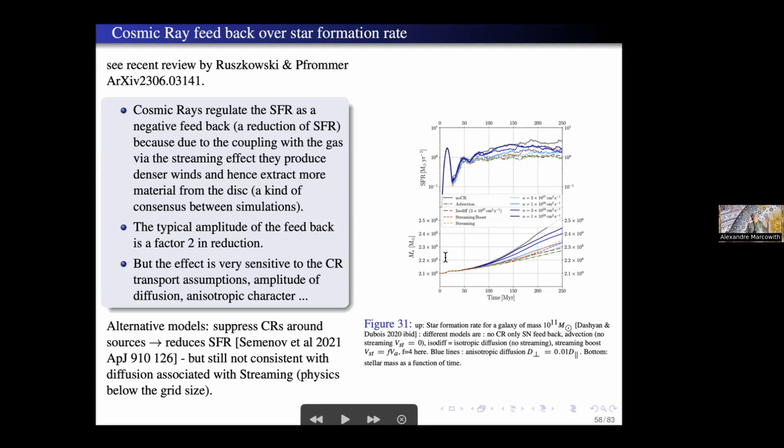There have been plenty of groups doing this kind of simulation recently, and this is more or less the takeaway message: a factor of 2. Okay. It's not huge, but it's more precise than without any cosmic rays, of course.